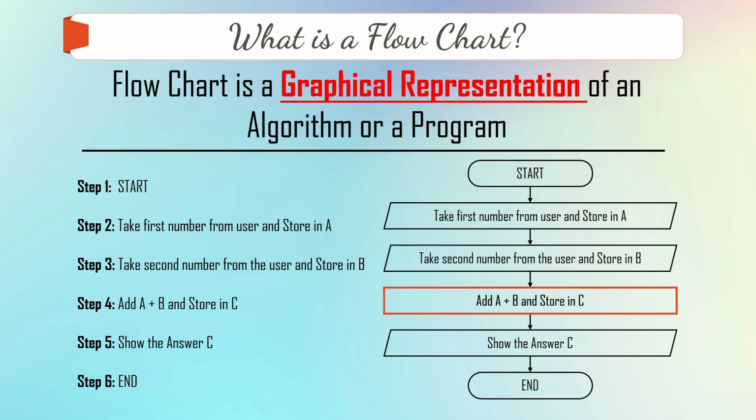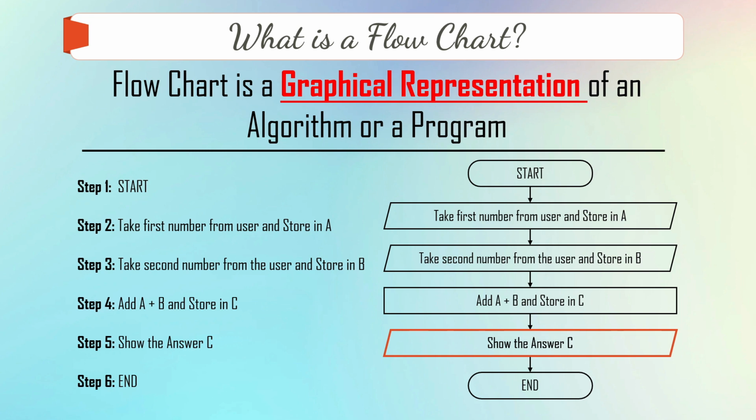On step 4, the A and the B variables have been added and stored in C. So there is a process going on, correct? So a process is represented by a rectangle. Now again, if we come to step 5, it is an output, right? Show the answer in C. It is an output. So output is also represented in a parallelogram. So the input and output are represented in a parallelogram, while the processing is represented in a rectangle. The start and end symbols are represented in a box with curly borders.